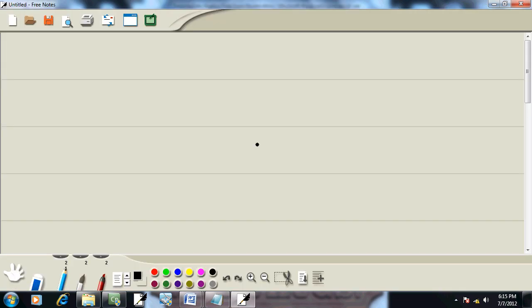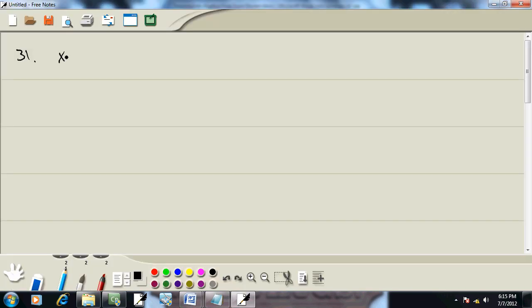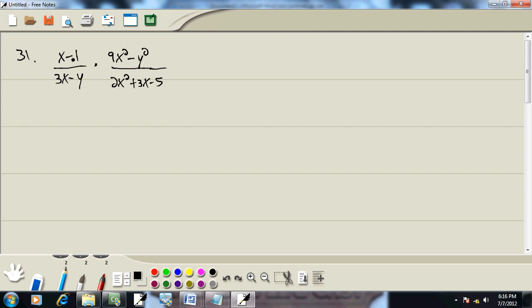Let's see, 31. x minus 1 over 3x minus y, times 9x squared minus y squared over 2x squared plus 3x minus 5. Okay. Factor everything. The x minus 1 we can't do anything with. The 3x minus y we can't do anything with.